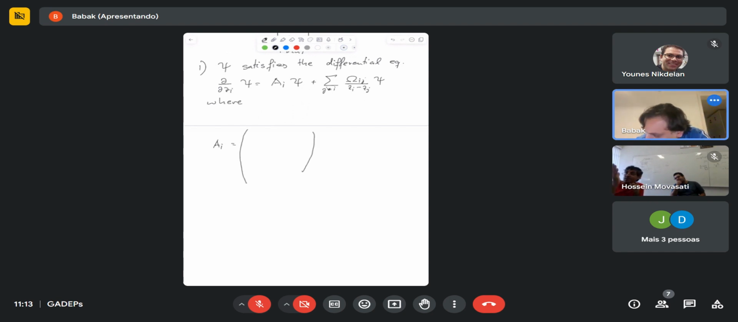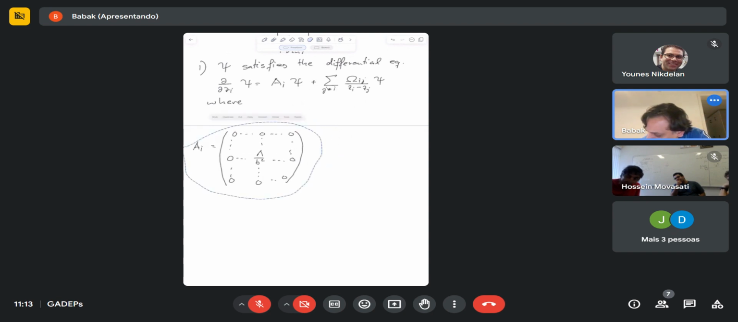So A looks like this. You have 0, 0, 0. Well, then you have eventually lambda over p squared, but then you have 0, 0, 0. And so this matrix A is very simple.